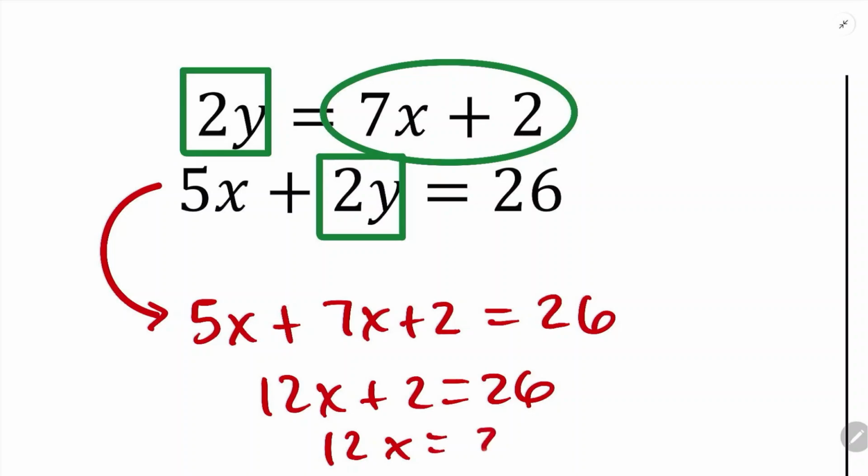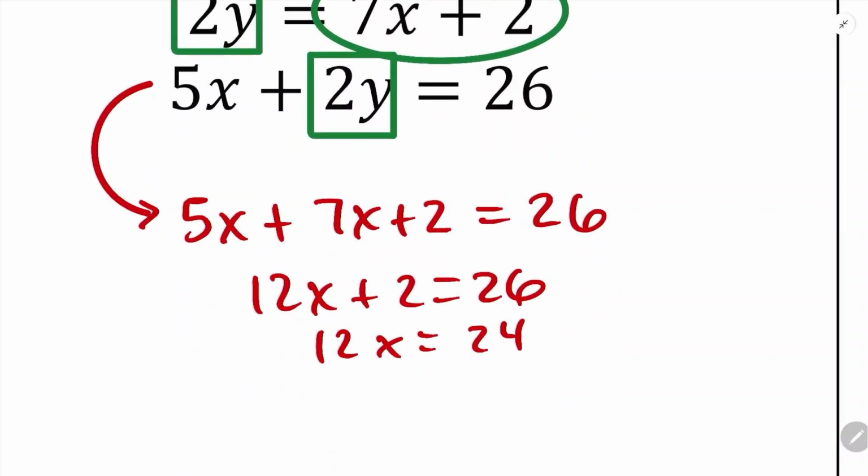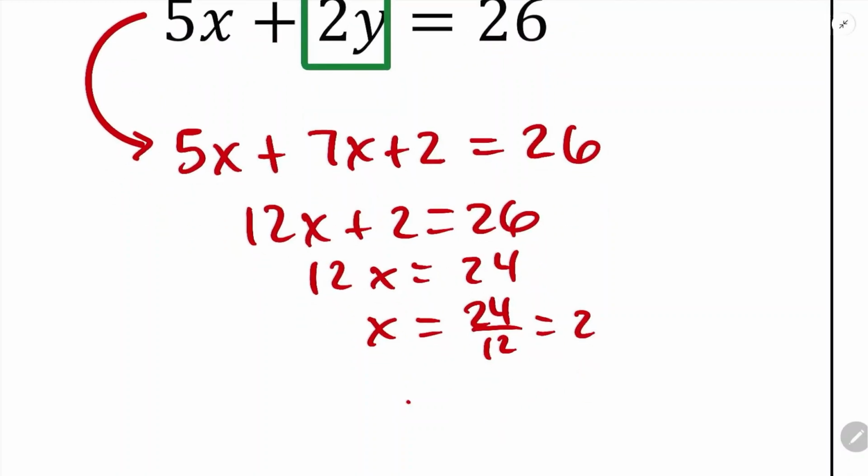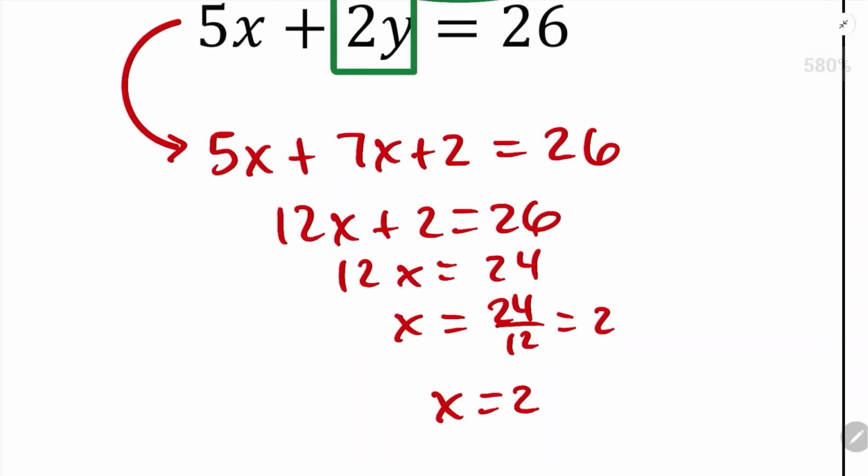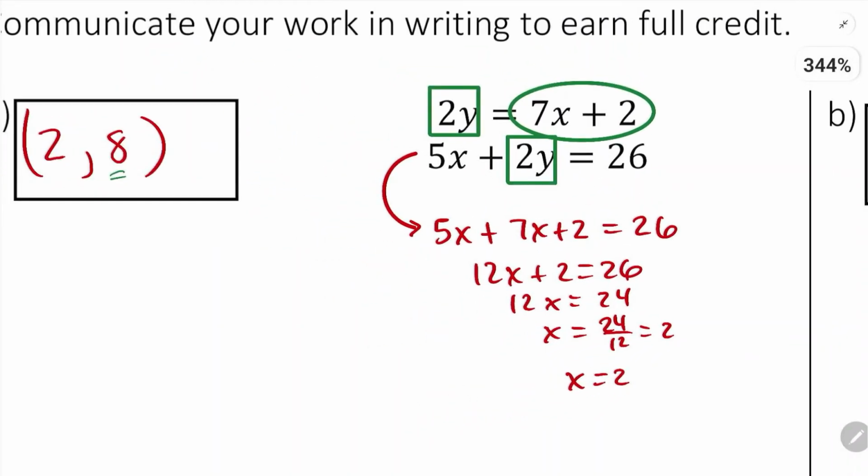12x is 24. Therefore, x is 24 divided by 12, 24 twelfths, which is 2. So x is 2. And we can see that's the same value I got for x last time. And once I use that value of x, I'm going to end up getting that y is 8 also.